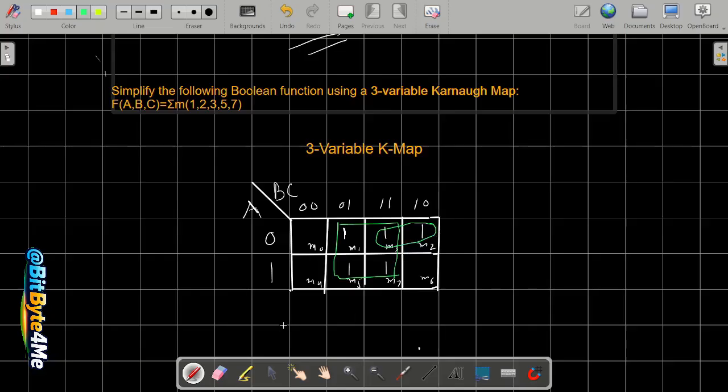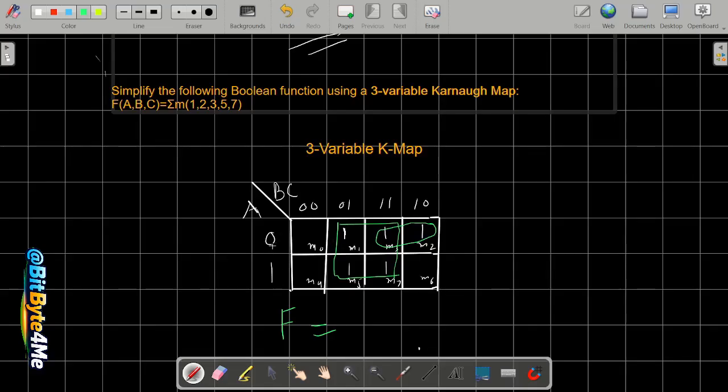So what will our final function be? f is equal to, you see this quad is with us. For this quad, the value of a is 0 and 1, so the value of a is changing.